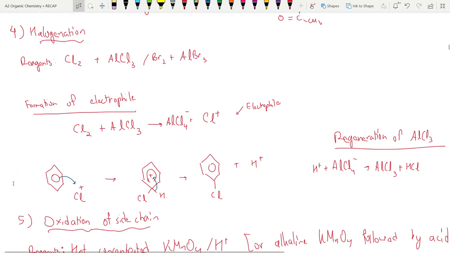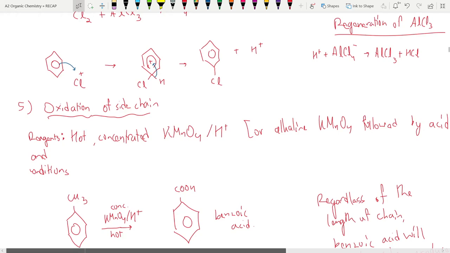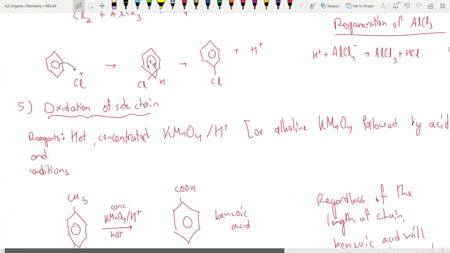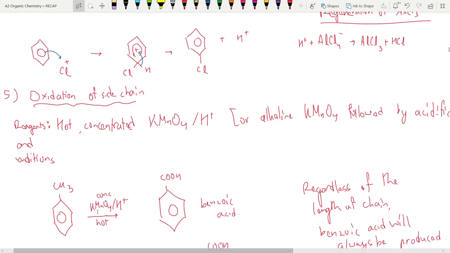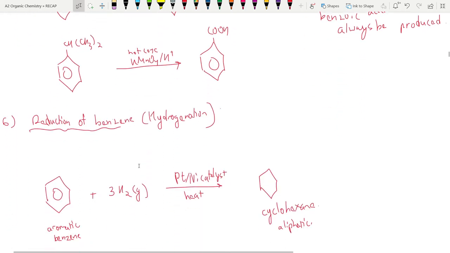There are two other reactions of benzene. You can oxidize the side chain, okay, using hot concentrated KMnO4 acidified, or alkaline KMnO4 followed by acidification. So regardless of the length of the chain, benzoic acid will always be produced. Benzoic acid is the permanent product. Remember that. Even if it's methyl benzene or ethyl benzene, you're going to get benzoic acid.